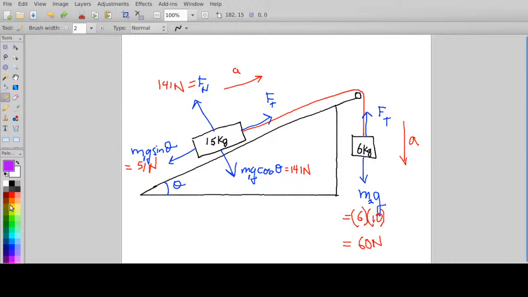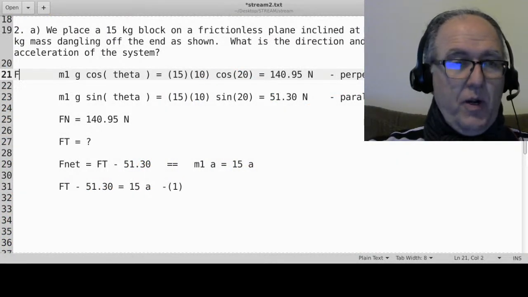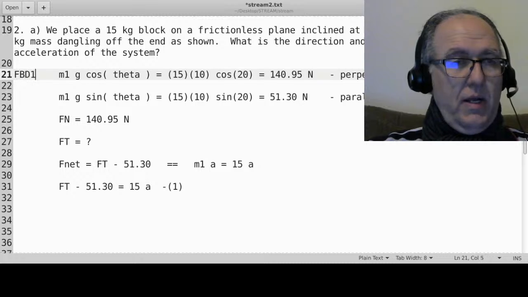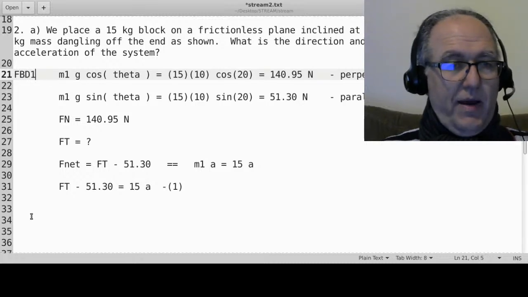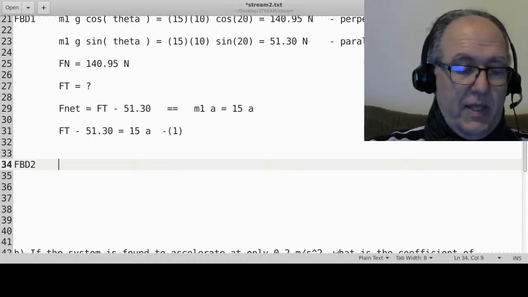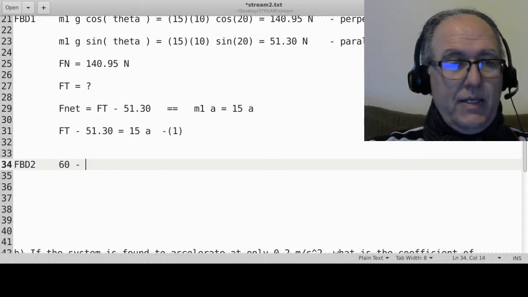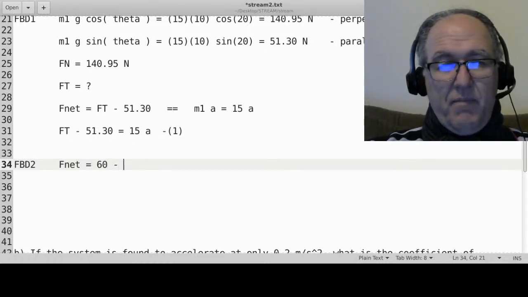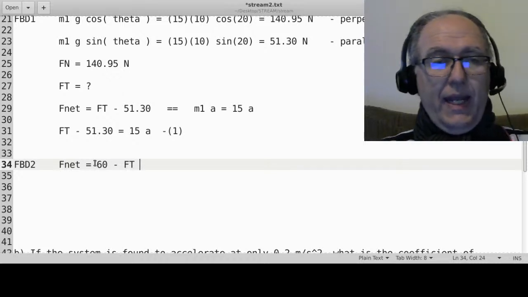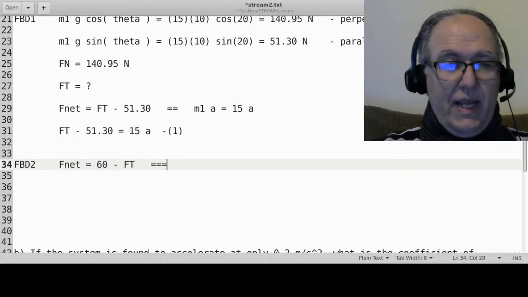So switch back to here, and we can say this first part was free body diagram 1. This one's from free body diagram 2. And what can we conclude? Well, we conclude that F net is equal to the 60 minus Ft. And again, the 60 has to be bigger than the Ft because it's pulling it down.